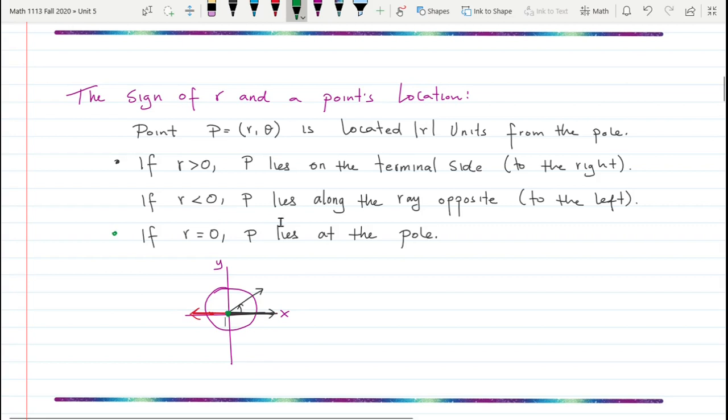This is just a brief explanation to understand the sign of the radius. So if it's positive, we go to the right, and then we open up to whichever angle. If it's negative, we go to the left, and then open up to whichever angle we're given. But if it's equal to 0, then we stay at the pole or the origin.